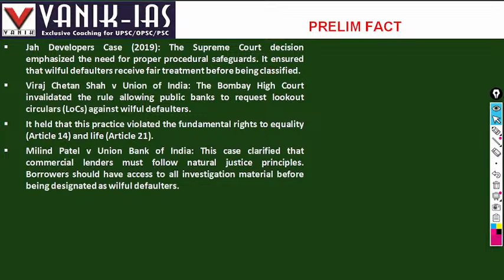In Viraj Chetan Shah versus Union of India, the Bombay High Court invalidated the rule allowing public banks to request lookout circulars against willful defaulters. It held that this practice violated the fundamental rights to equality and life under Article 14 and Article 21. In the Milind Patel versus Union of India case, the court clarified that commercial lenders must follow natural justice principles. Borrowers should have access to all investigating materials before being designated as willful defaulters.